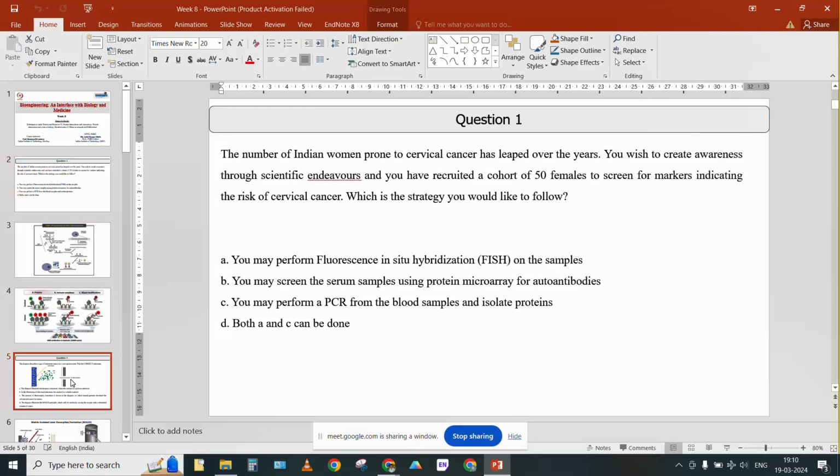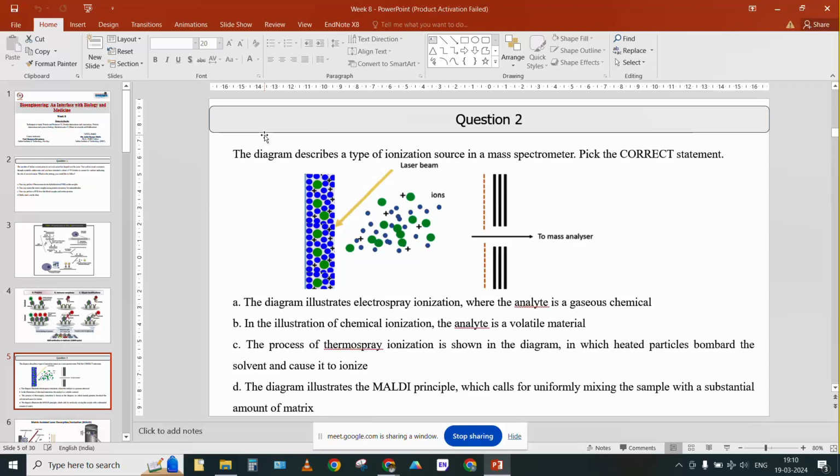So moving to the next question, question 2. Here one diagram is given. The diagram describes a type of ionization source in a mass spectrometer. Pick the correct statement. The options are: A, the diagram illustrates electrospray ionization where the analyte is a gaseous chemical. B, the illustration of chemical ionization, where the analyte is a volatile material. C, the process of thermospray ionization is shown in the diagram, in which heated particles bombard the solvent and cause it to ionize.